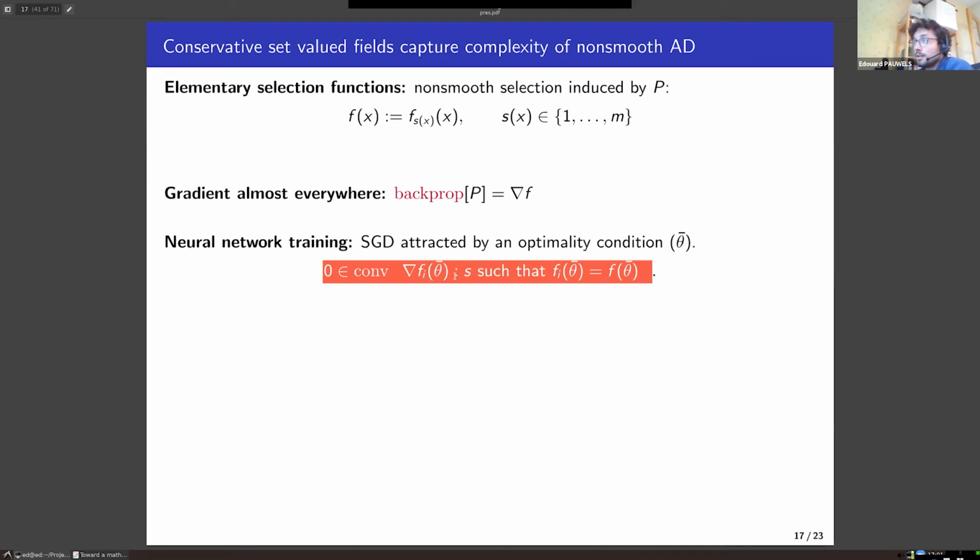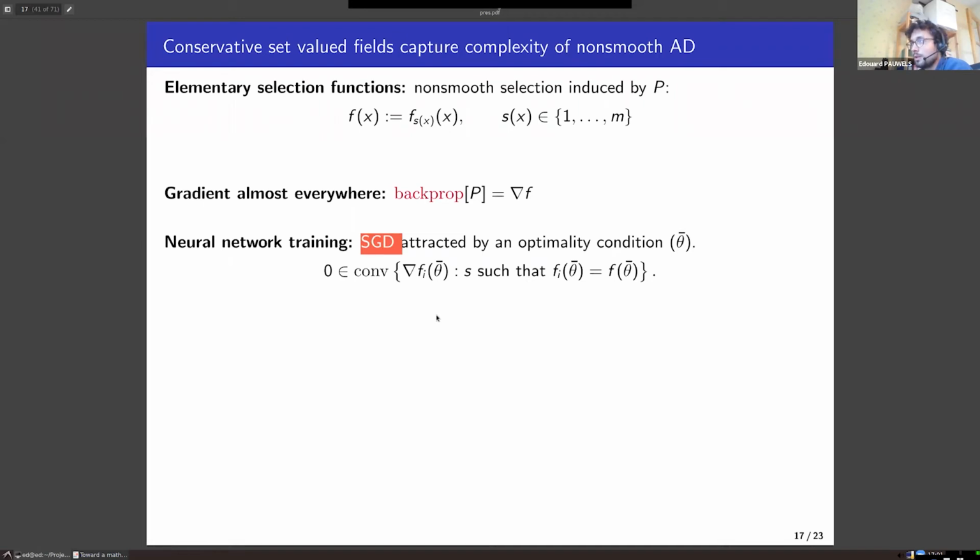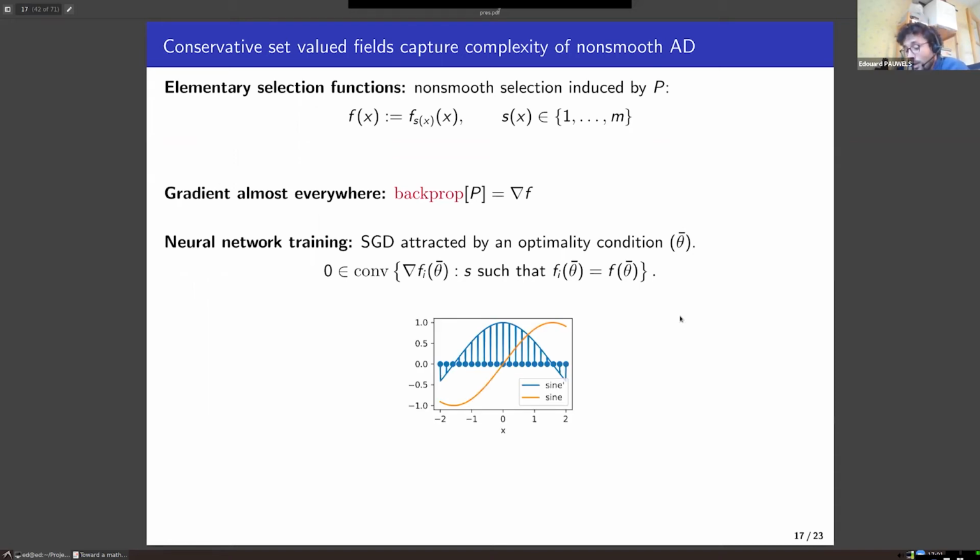And we could prove that sequences generated by SGD in a learning context are attracted by the points which satisfy this optimality condition. This is a satisfactory result because we could characterize the limit points of SGD sequences in this context. Among those limit points, we have artifacts.